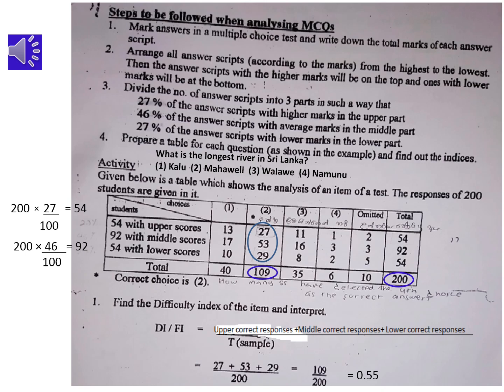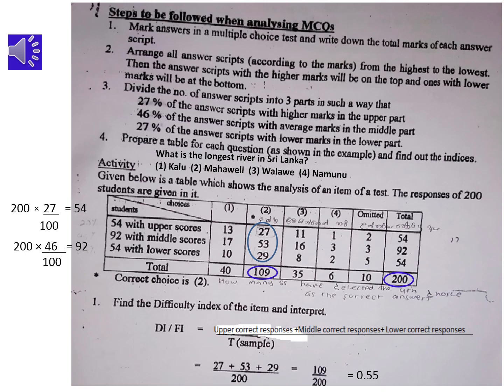54 by 9. Now we'll go to the example. Given below is a table which shows the analysis of an item of a test. The responses of 200 students are given in it. So the answers of 200 students for this question are analyzed as follows. Now in the first category, the top category, the percentage is 27%. Since the total is 200, I have done the calculation nearby.